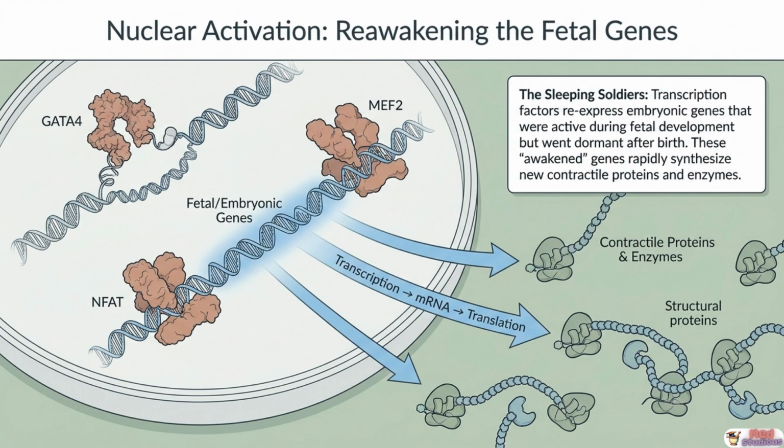Once the PI3K-AKT signal cascade reaches the nucleus, something remarkable happens. Something that reveals just how deeply the cell's growth program is embedded in its genetic history. The arriving biochemical signals activate a group of transcription factors, proteins that bind directly to DNA and switch specific genes on or off. The three most important transcription factors in cardiac hypertrophy are GATA4, MEF2, and NFAT.